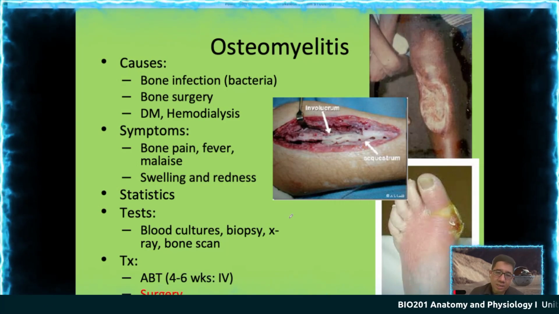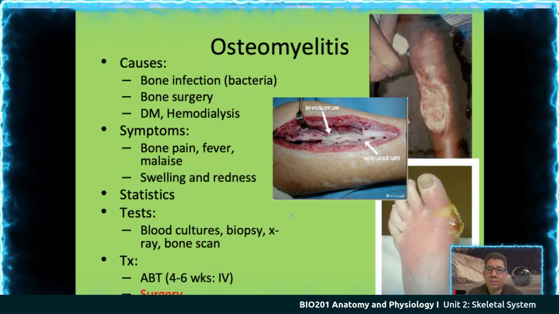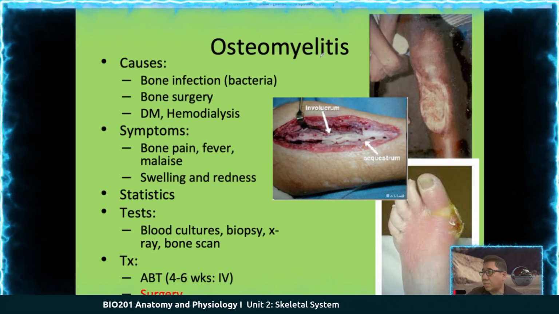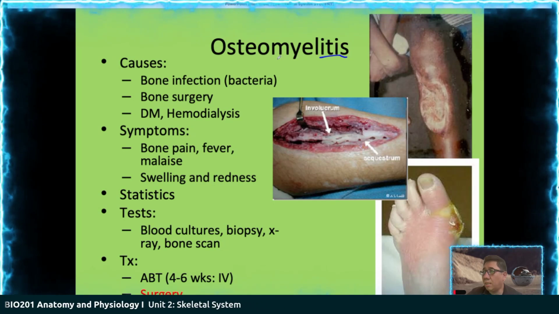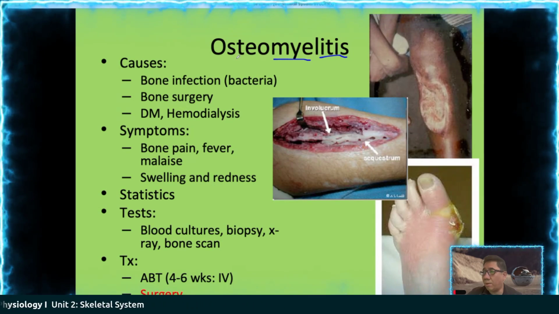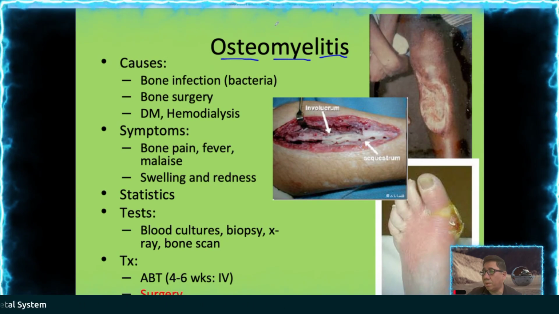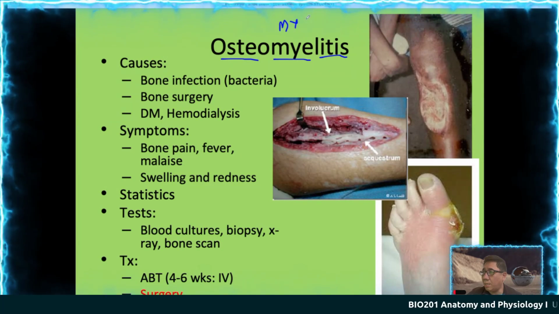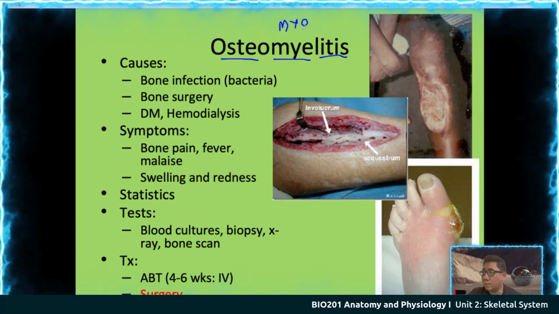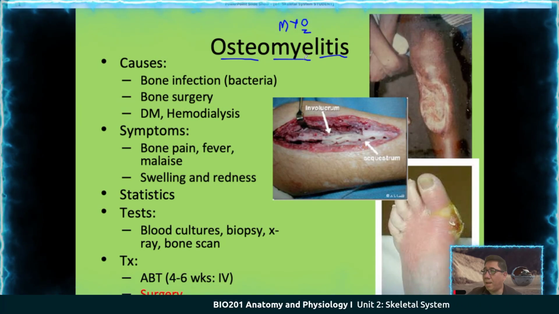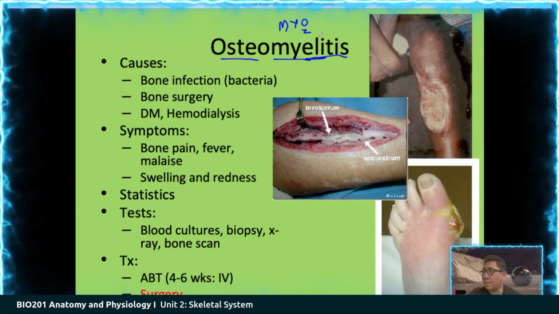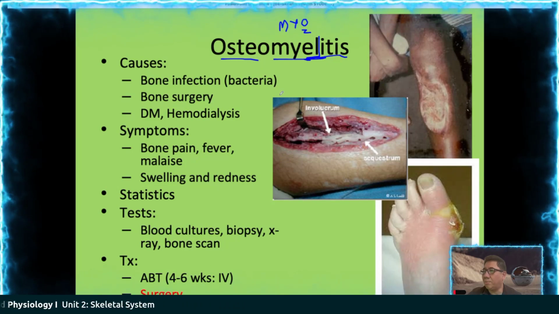Another lovely disease is called osteomyelitis. This is an inflammation or infection of the bone. Myel is your bone marrow, and osteo is your bone. Don't mix this up with the word myo. Myo, with the O, means muscle. Myel, M-Y-E-L, the EL means the bone marrow.